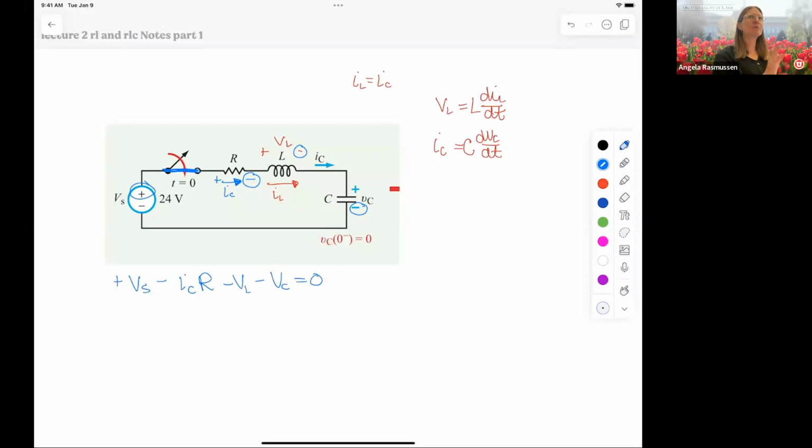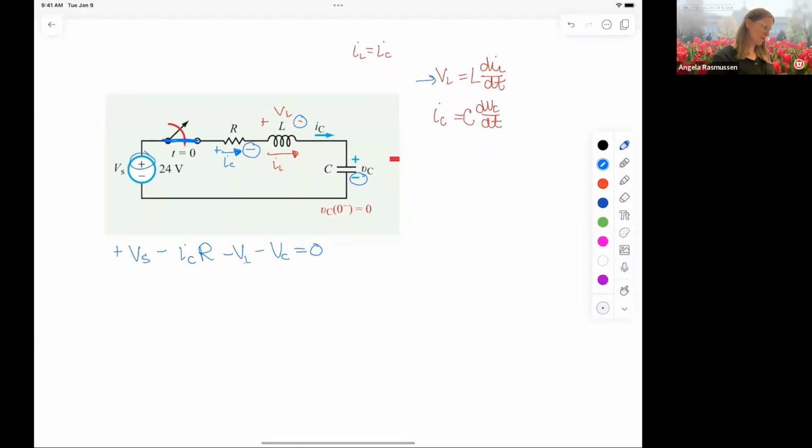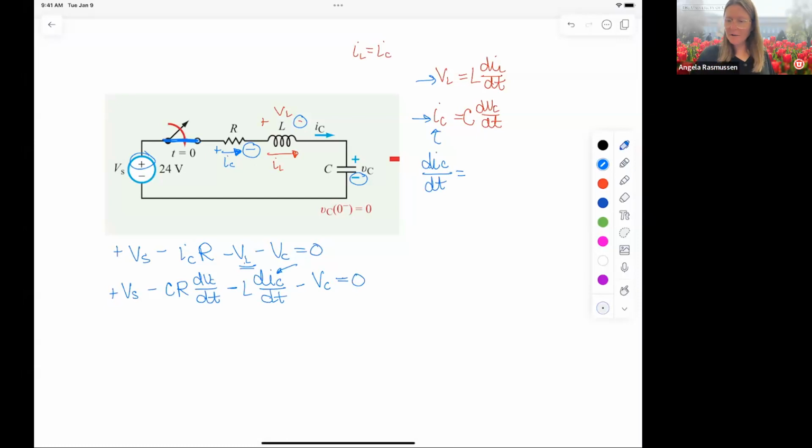Okay, so now we're going to plug in the things that we know. We have the equation for VL, so we can replace that. And we have the equation for IC, so we can replace that one. So VS is a known value, 24, and then minus CR dVC/dt, minus L dI/dt, and that's the same as C dVC/dt. So here we have again that equation for IC. So the derivative of IC with respect to t gives me the derivative of this.